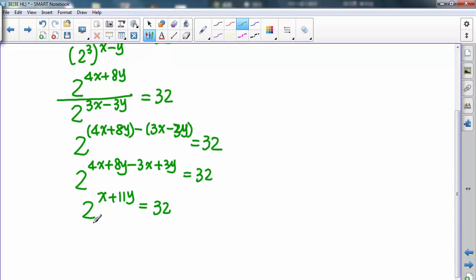Right now, on one side I have a power of base 2, and the other side is 32. We find that 32 can be converted to 2 to the power of 5. Therefore, on both sides of the equation I have powers with the same base, so I can ignore the base. The exponents must be equal. That's how I simplify the first expression to get the first equation.